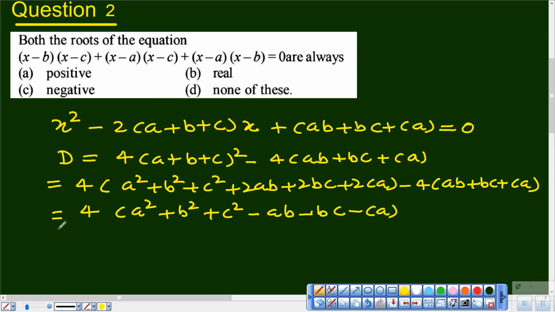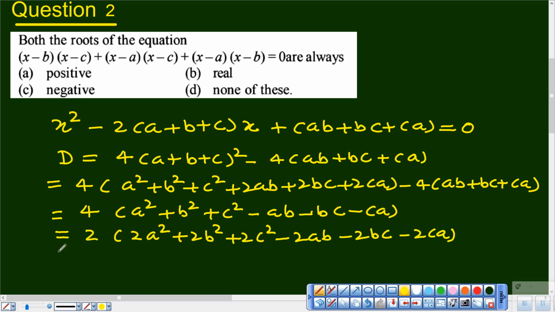Dear friends, I send this 2 inside and keep 2 out. So it becomes 2 a square plus 2 b square plus 2 c square and minus 2ab minus 2bc minus 2ca. You can see what is going to happen. The quantity inside the bracket consists of the sum of three squares, that is a minus b whole square plus b minus c whole square plus c minus a whole square.